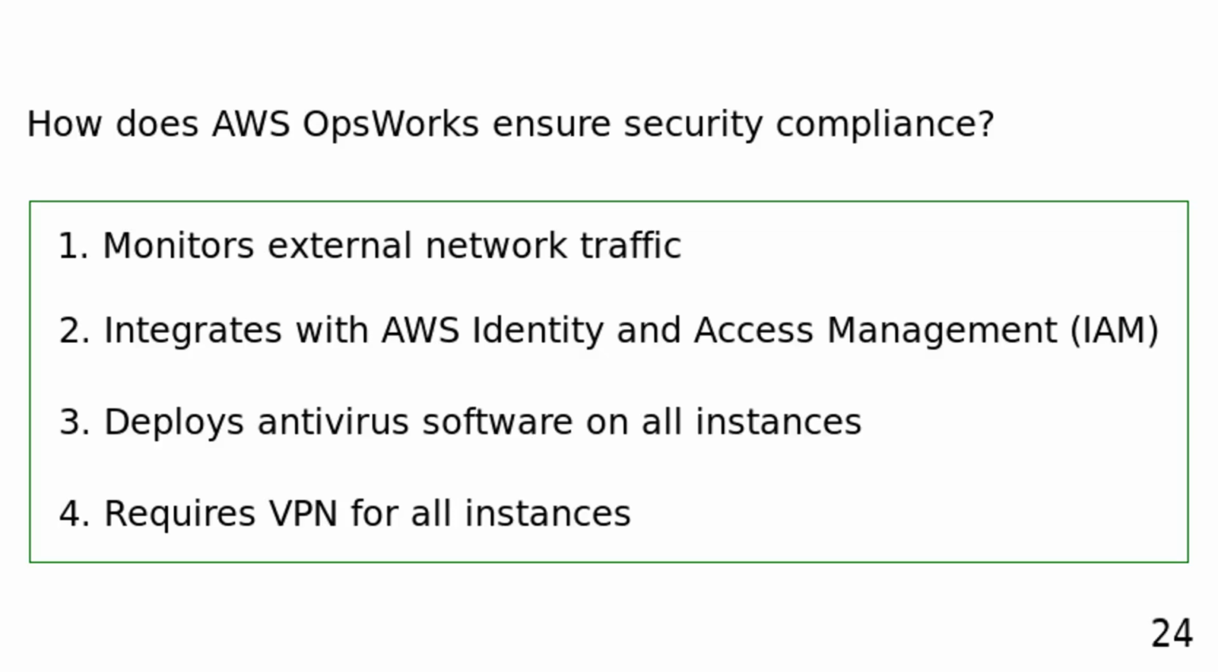How does AWS OpsWorks ensure security compliance? Monitors external network traffic. Integrates with AWS Identity and Access Management. Deploys antivirus software on all instances. Requires VPN for all instances.